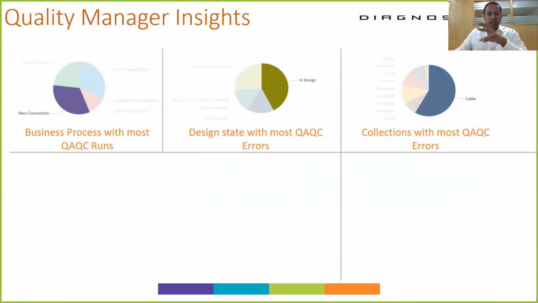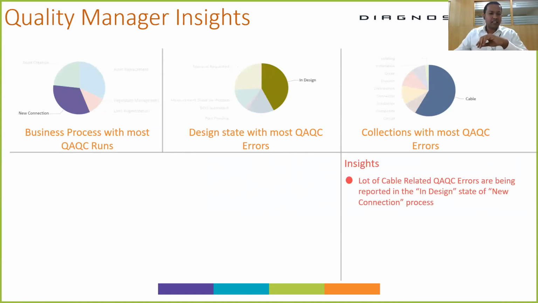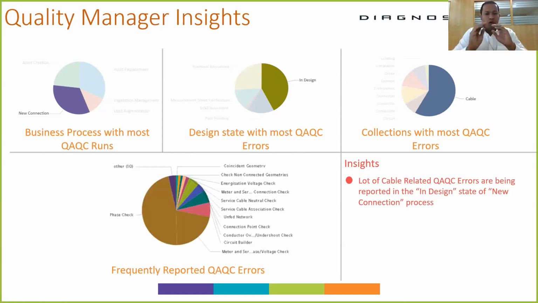What this means is this translates to my first insight, which says that a lot of cable-related QA/QC errors are being reported in the in-design state of the new connection process. That's my first three dashboards. The fourth dashboard will tell me the most frequently reported errors for my cable asset. From the first one, I know that the cable is the collection which I need to concentrate on. The fourth dashboard will tell me in cable which are the errors which are most frequently reported.